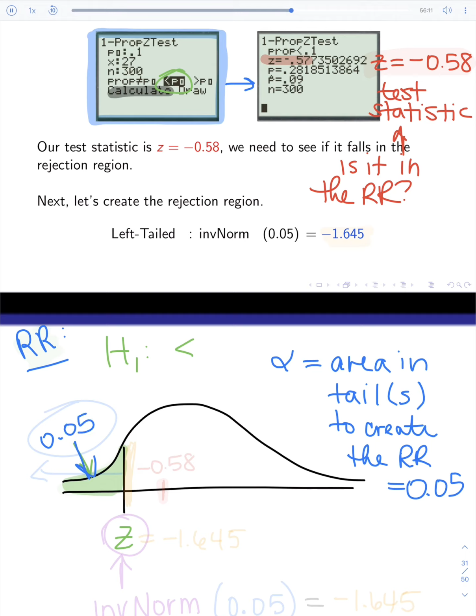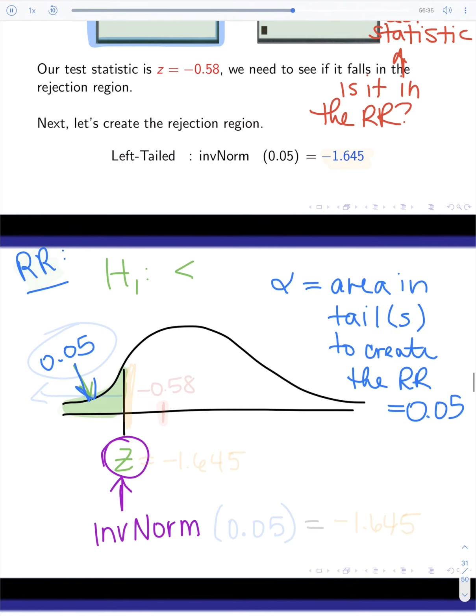So how do I find the z-value? Well, if you remember from way back when, if you've got an area and you want to go backwards and find a z-value, you're going to do an inverse norm. Remember, that's under the distribution key. You have to press the second key, then distribution, and then it's the third or fourth option, the inverse norm. Remember, with inverse norm, you do need an area to the left, which you do have, is 0.05. So 0.05 is what we use.